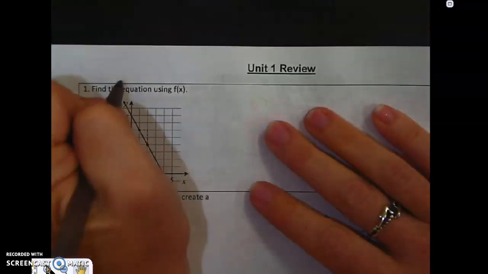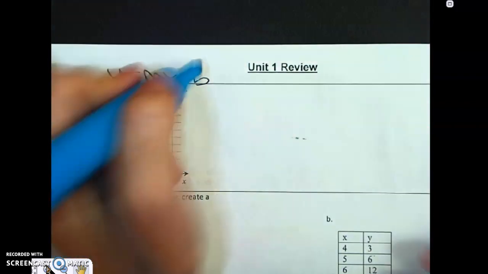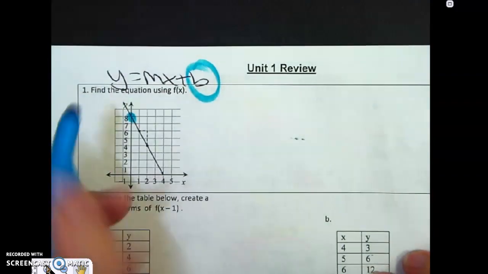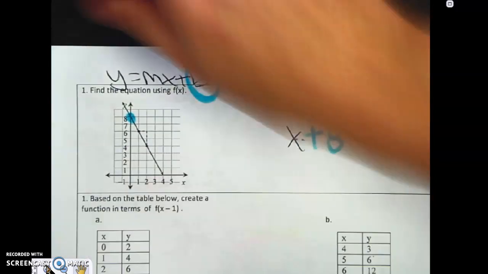Okay, so they want you to find the equation. Equation is y equals mx plus b, where b is my start. Oh, look, that's right there. So now I've got the plus 8, and then x. And now I got to get the pattern.